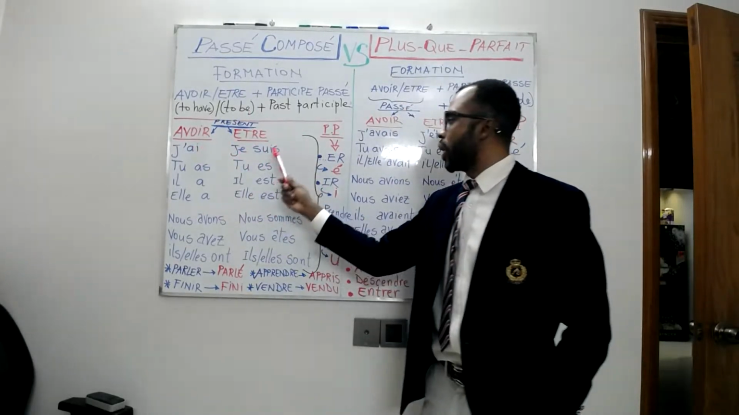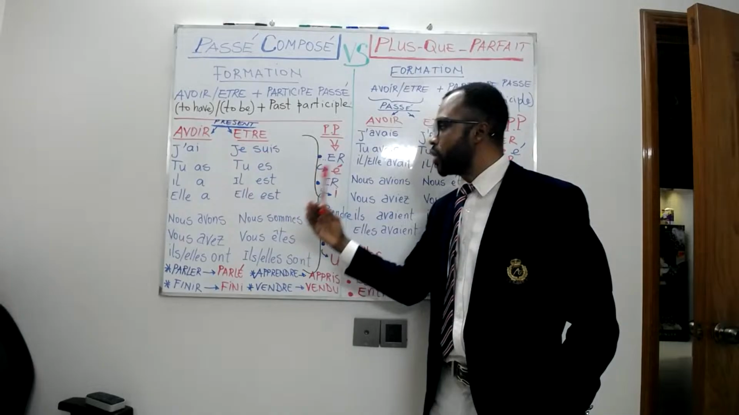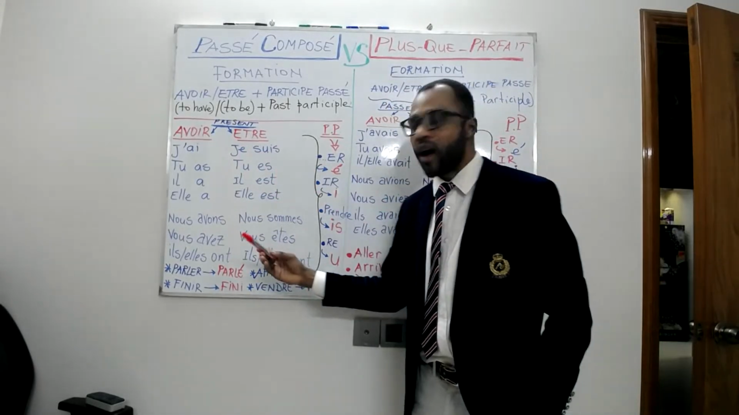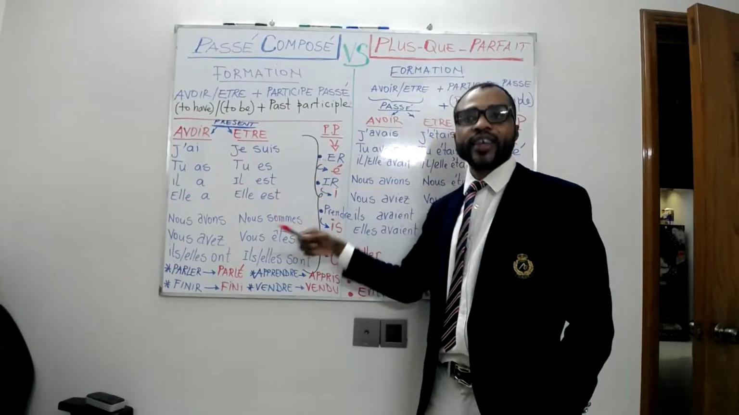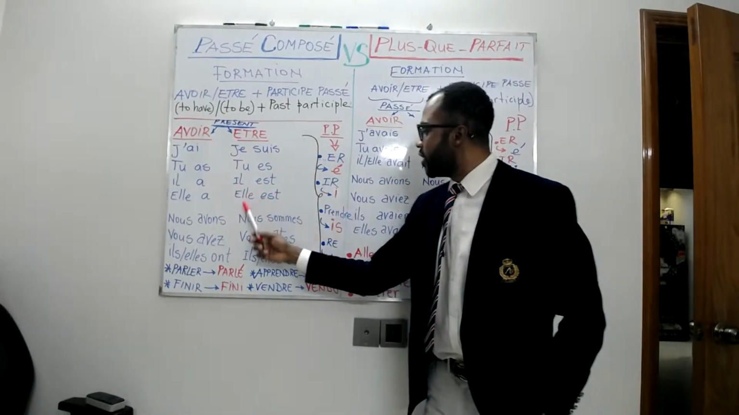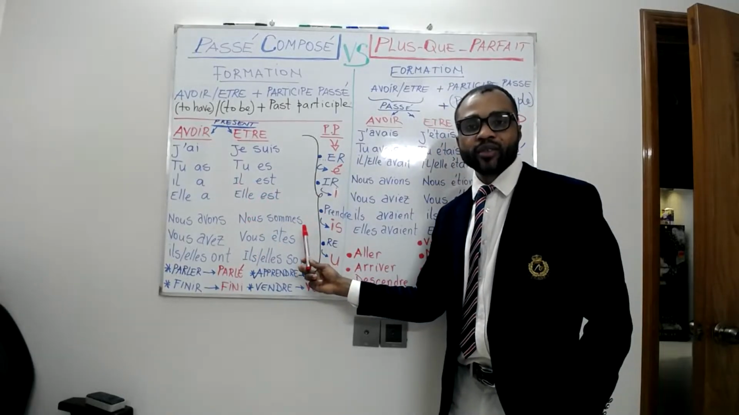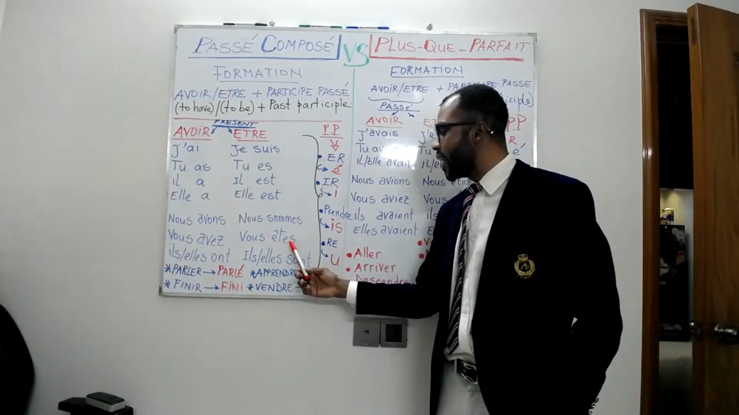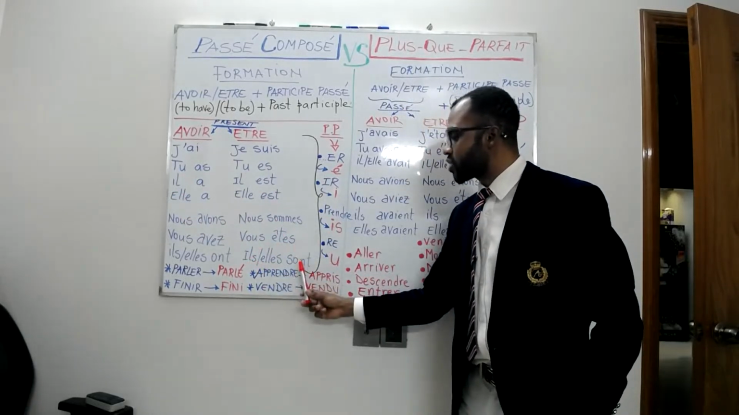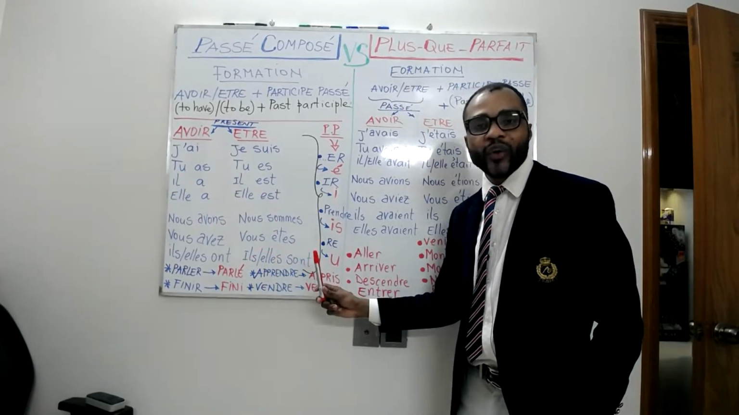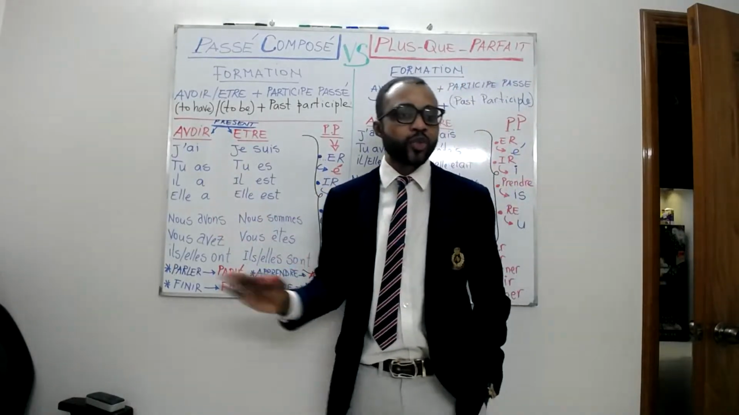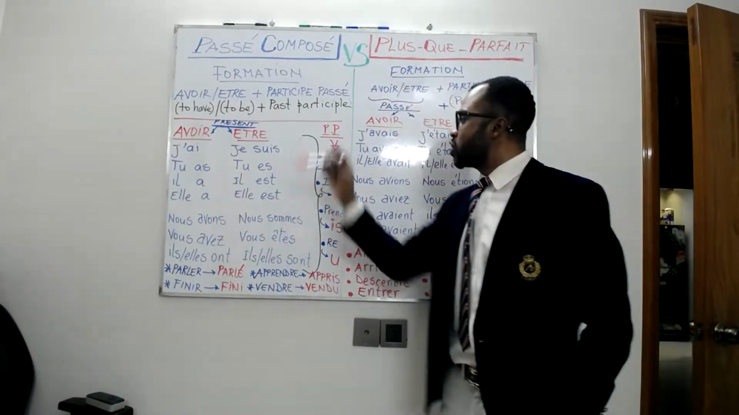So for être, we have je suis. Je suis, which means I am. Tu es. You are. Il est. He is. Elle est. She is. Nous sommes. We are. Vous êtes. You people are. Ils sont. Elles sont. They are.